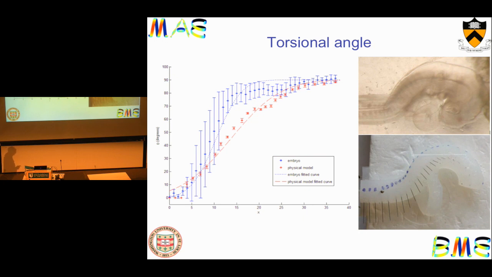And here I'm showing you how we measure the torsional angle in a 3D printed physical model. And so we plug these needles on the side of the physical model, and then we apply the surface tension by using a cover slip, and then we can measure the change of angle of these needles, and that's represented here, the red ones. So the trends in these two models are similar.